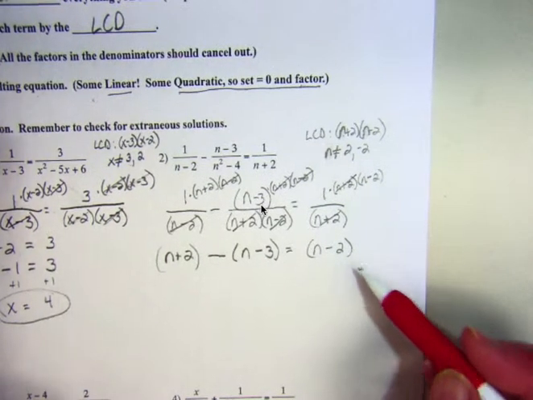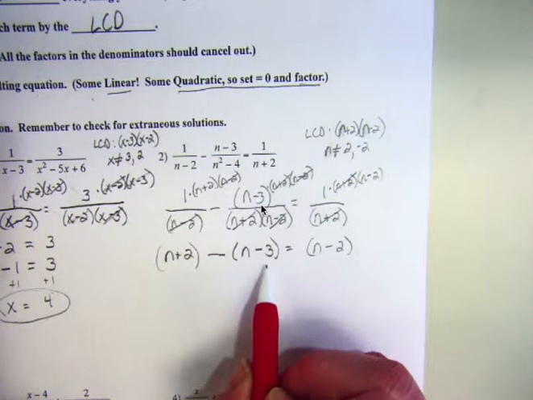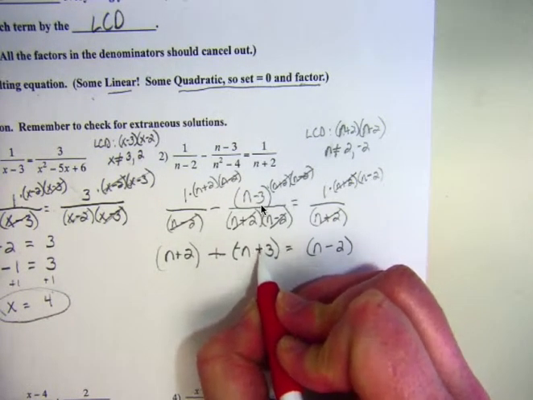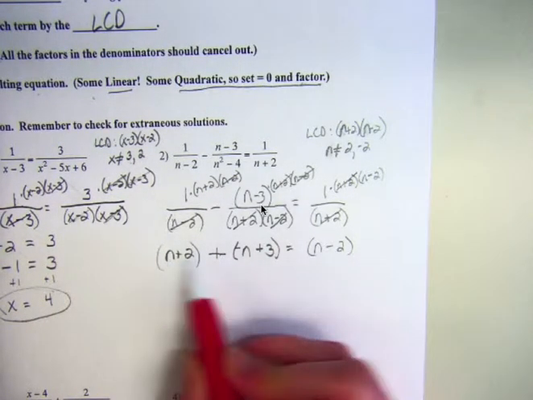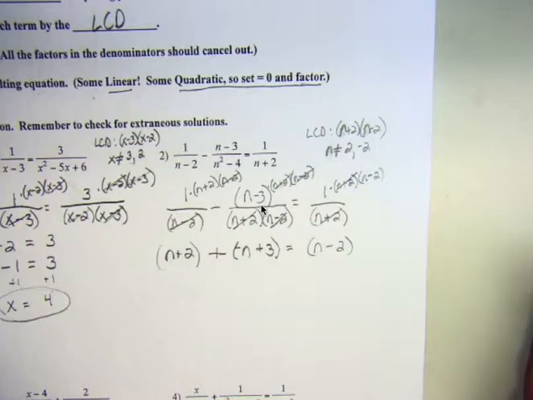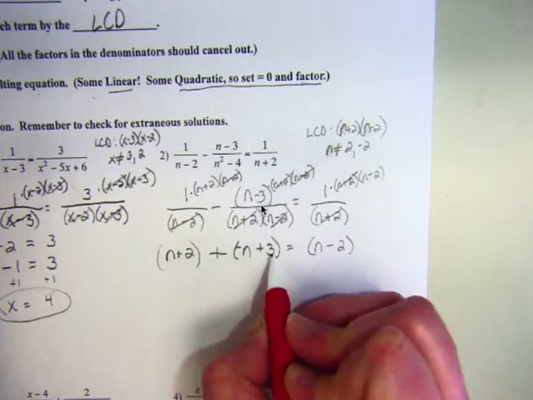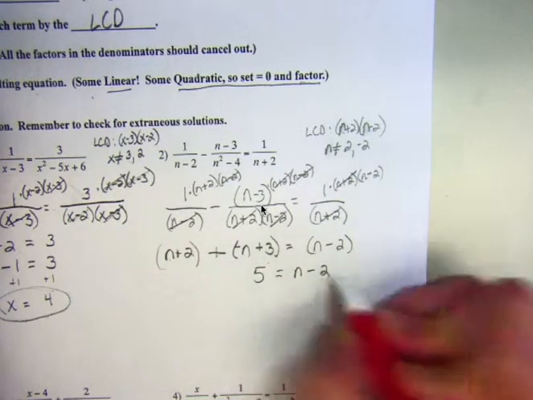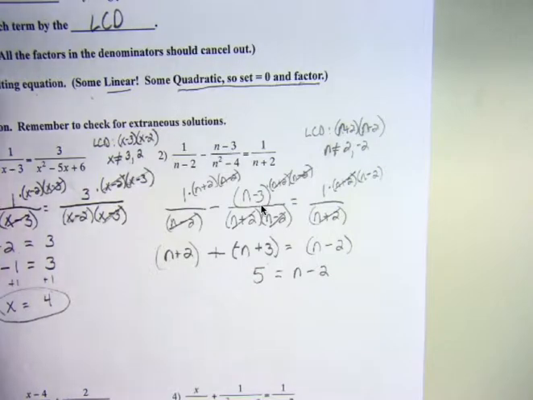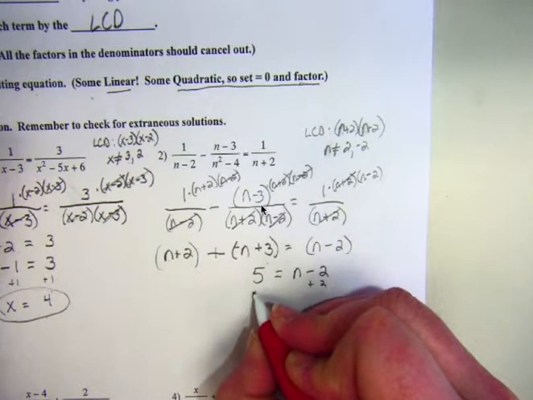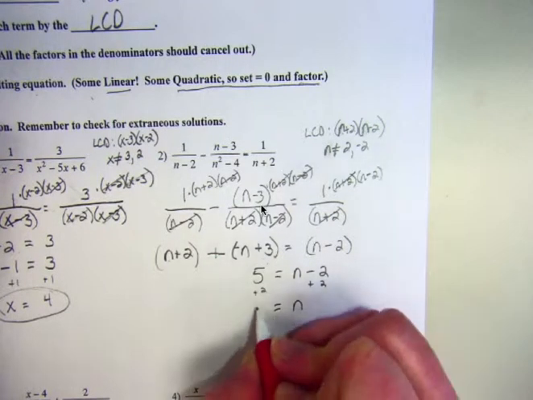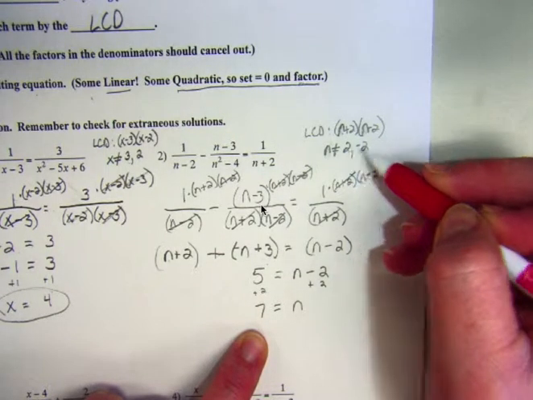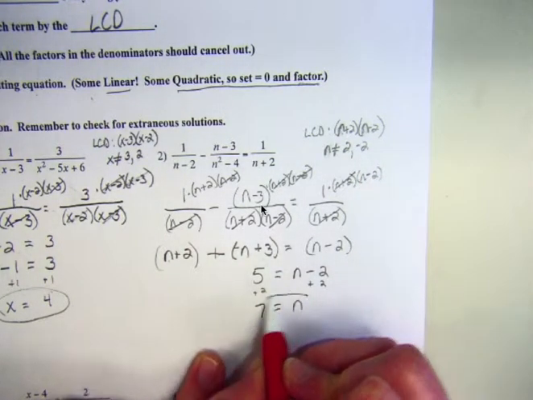So I need to come over here and I need to subtract. Well, you know that that's the same as adding the opposite. So this is n plus negative n, which cancels out, 0, and 2 plus positive 3, which is 5. And that equals n minus 2. And quite easily, to solve for n, I'm going to add 2 to both sides. So n equals 7. And since that is not one of our excluded values, then 7 is a solution.